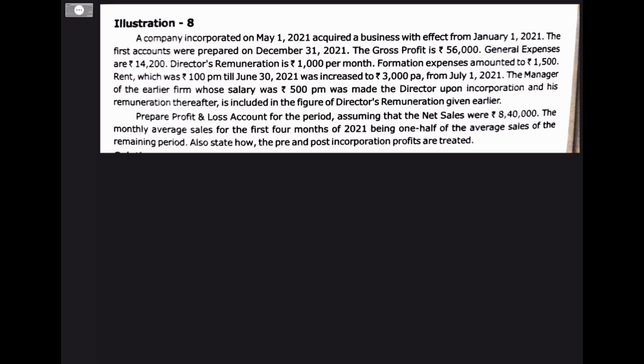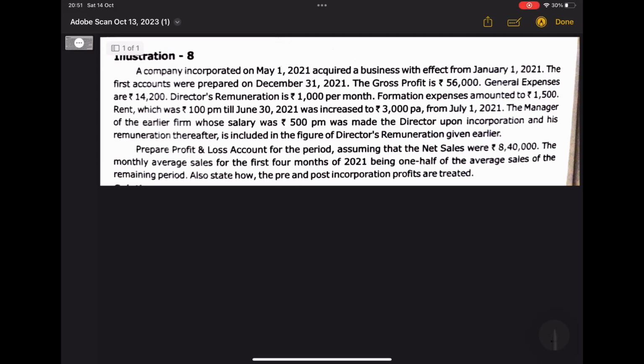Next, gross profit directly they have given as 56,000. General expenses are 14,200. General expenses are related to time ratio.